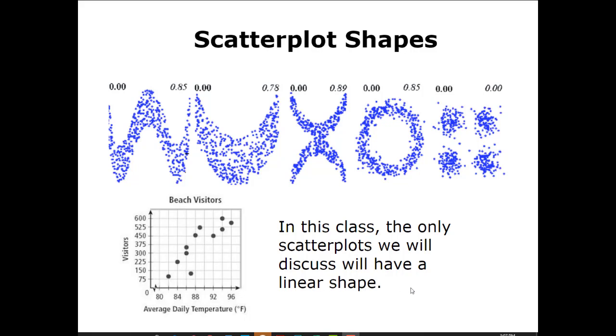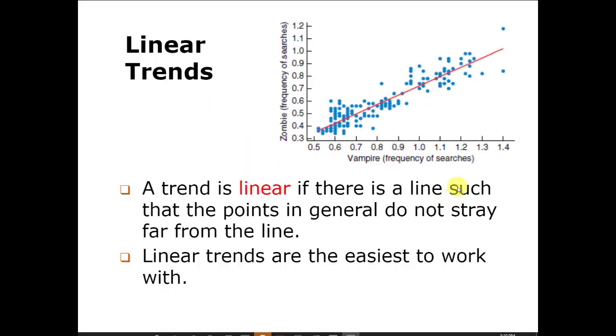So the easy thing about this class is that every time I ask you what the shape is of a scatterplot, you can always just say linear. Here we see an example of a linear scatterplot where these dots seem to be creating a line. Let's talk about trends next.